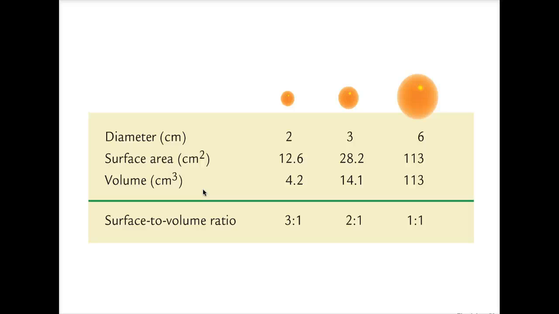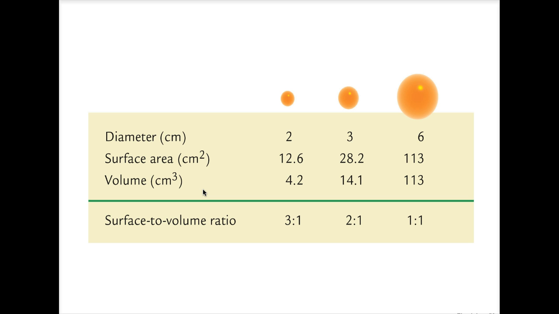And we can see this in the surface area to volume ratio calculation. In the cell that is 2 centimeters in diameter, the surface area to volume ratio is 3 to 1. In a cell that is 3 centimeters in diameter, it is 2 to 1. And in a cell that is 6 centimeters in diameter, it is 1 to 1. So basically, as the cell increases in size, the volume increases faster than the surface area. So we end up in the 6 centimeter diameter cell having an equal ratio of surface area to volume.